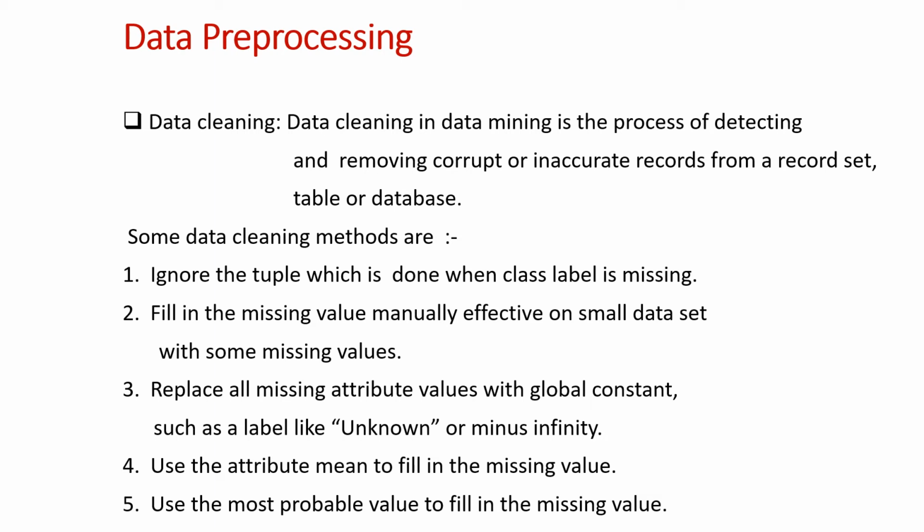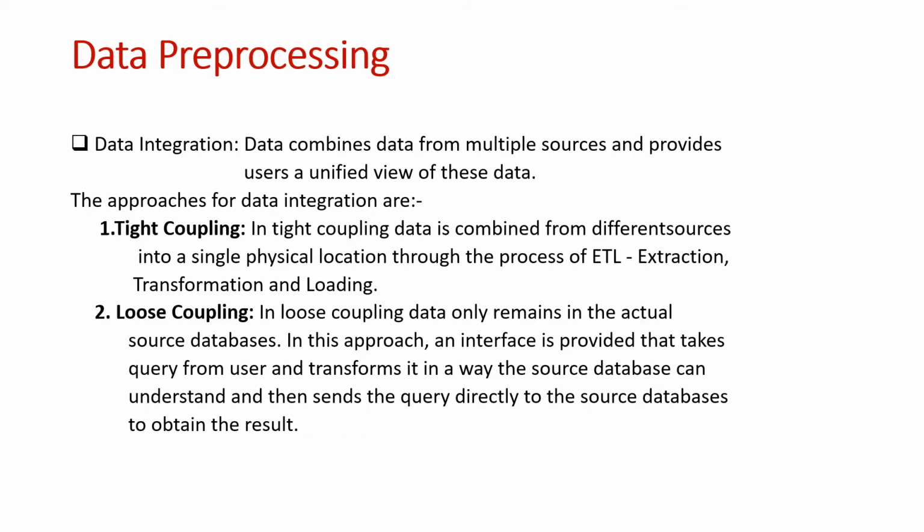It is effective only on small data sets which have some missing values. Third, we can replace all the missing attribute values with a global constant, such as a label like unknown or minus infinity value. Fourth is, use the attribute mean to fill in the missing value. And the last is, we can use the most probable value to fill in the missing value. Next is the data integration.